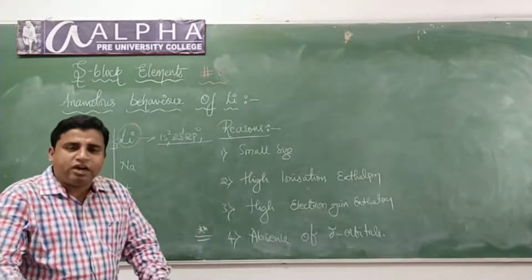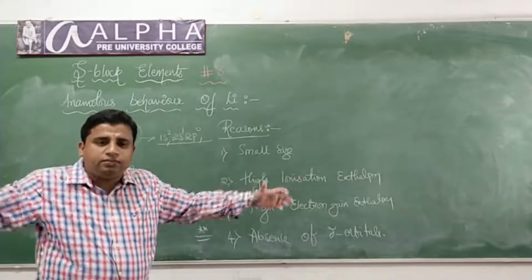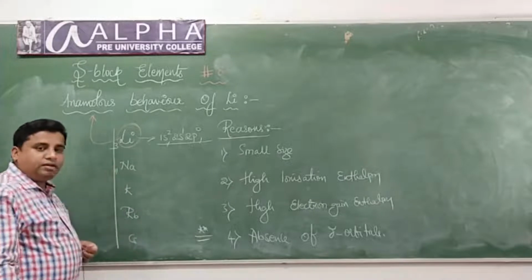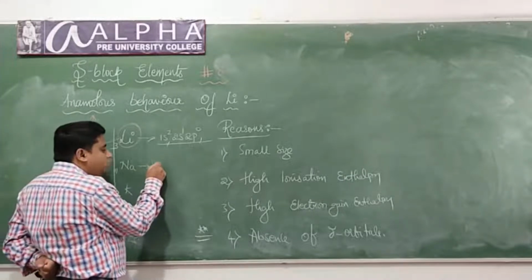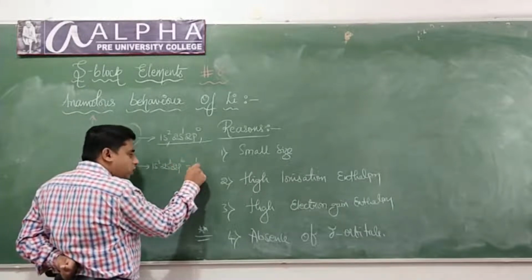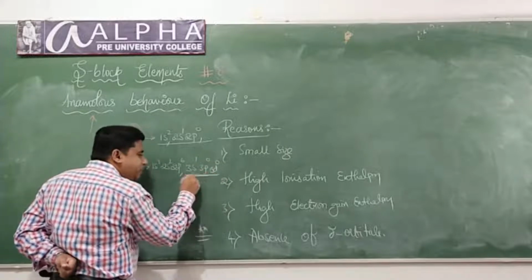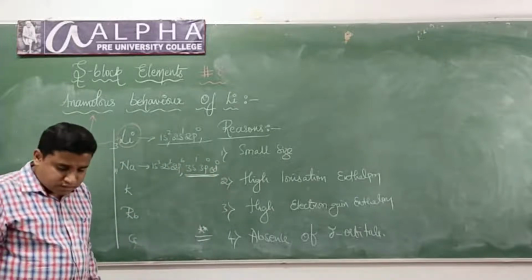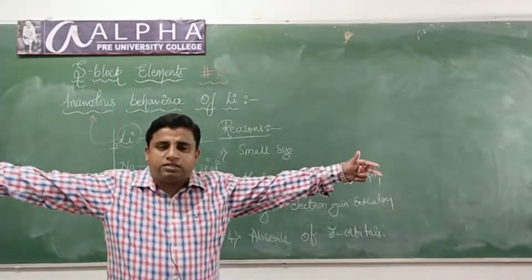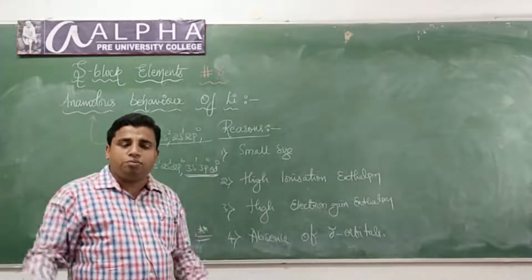That means it cannot expand its octet. It cannot expand its orbital. But if you consider sodium, what is the atomic number of sodium? 11. What is its electronic configuration? 1s2, 2s2, 2p6, 3s1, 3p0, 3d0. Look at here. Sodium has vacant d orbitals. That means it can expand its orbitals, whereas lithium cannot expand its orbitals.